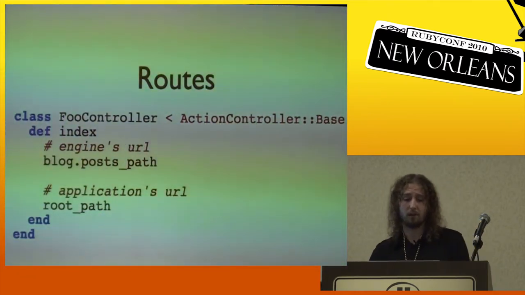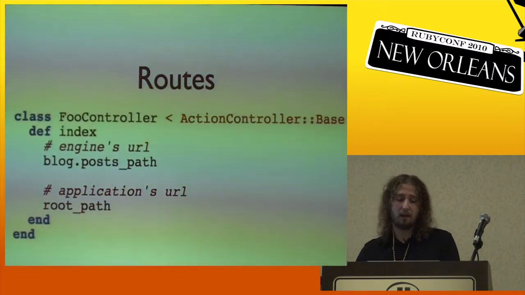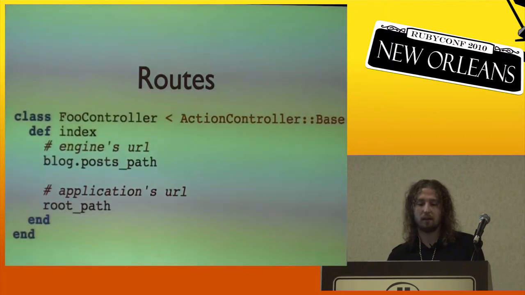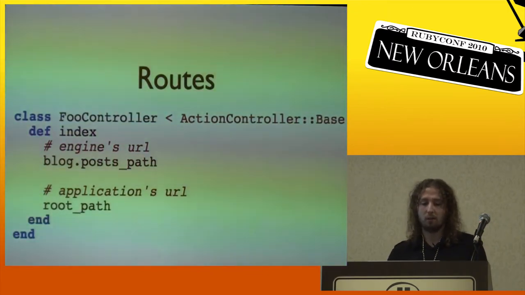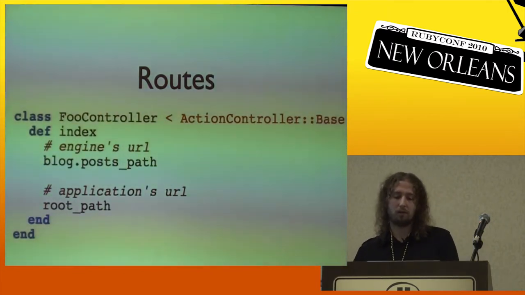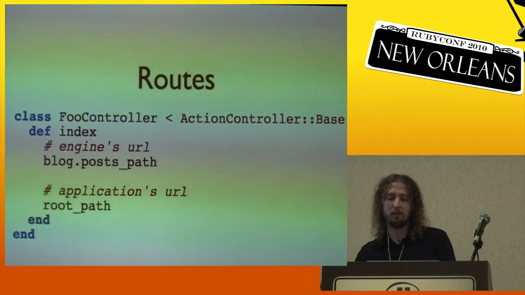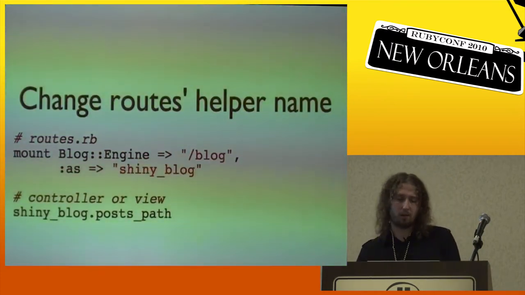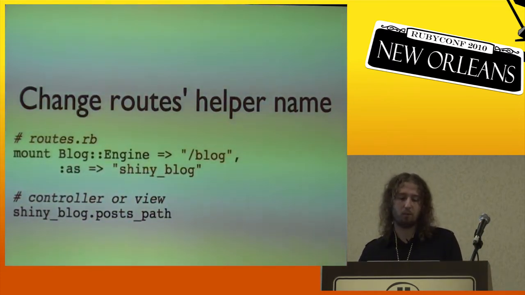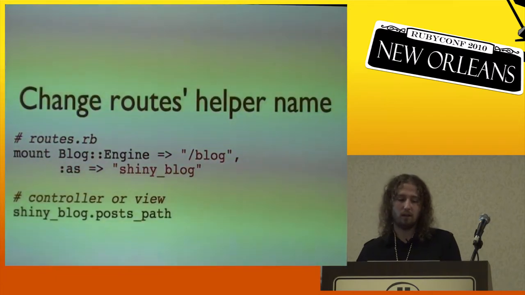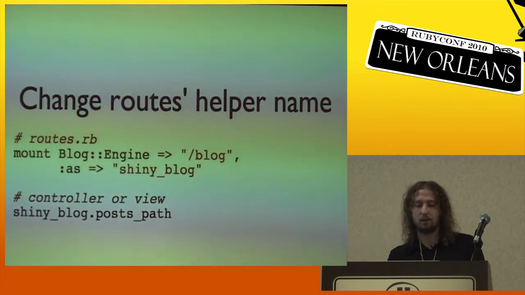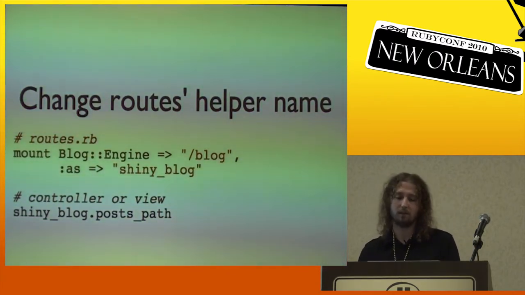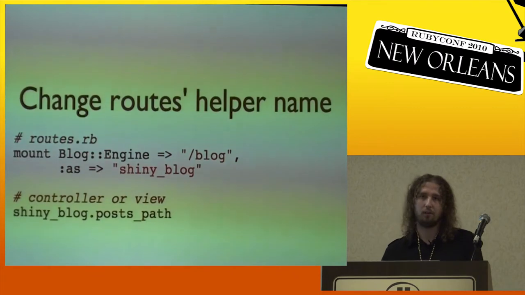And here, the same: this is a controller from the application, and we can use root_path as we normally would do, but if you want to get some route from the engine, we can do blog.post_path, and it will get the route to our post path from the blog engine. And we can of course change it. We can say mount Blog::Engine as shiny_blog, and we could do now shiny_blog.post_path. So you can change it if it conflicts with something else, or you just don't like the name or something.